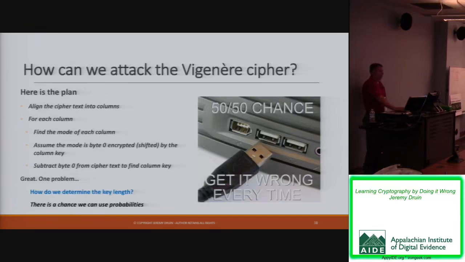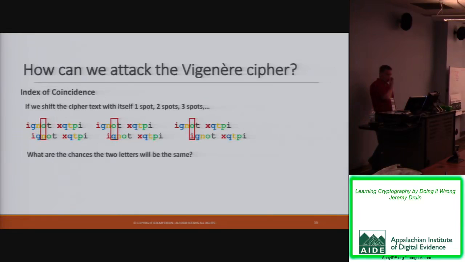So the plan is to do exactly what we talked about, which is to line everything up into columns, then figure out what the mode is and guess that it's most likely, statistically speaking, the character 0 encrypted. We'll shift backwards that many bytes and boom, that's the key. But we have to figure out how long the key is to do that. One of the ways we can do that is through index of coincidence.